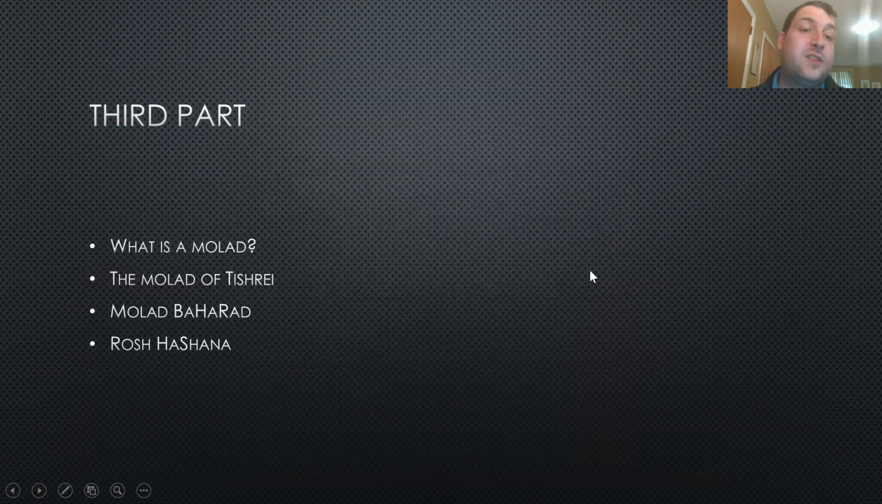Okay, so now let's cover what we wanted. Let's go into the new material. So today we're going to talk about Moladim. Molad, what is a Molad? The Molad of Tishrei. We're going to talk about a very particular Molad, which is called Baharad or Molad Tohu. And then we're going to talk about how that relates to exactly when Rosh Hashanah is. Because when Rosh Hashanah is determines everything about the calendar.